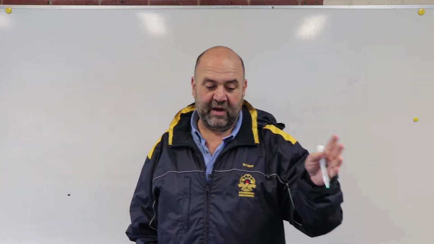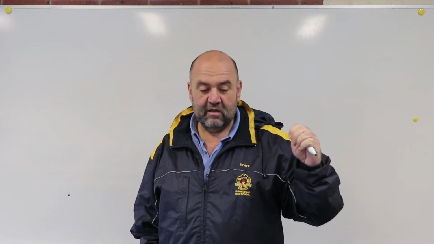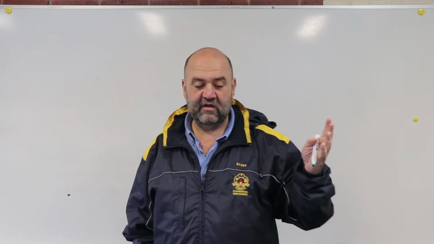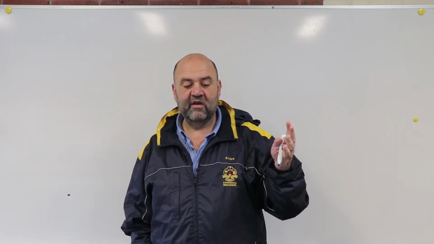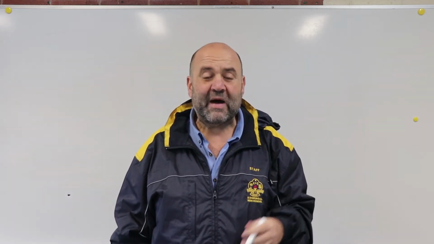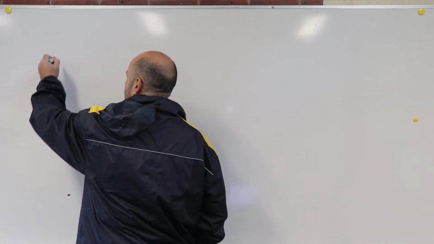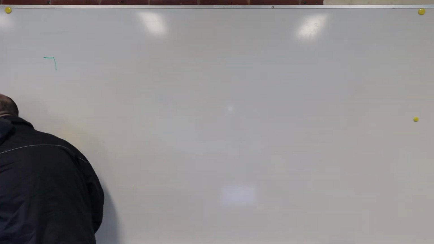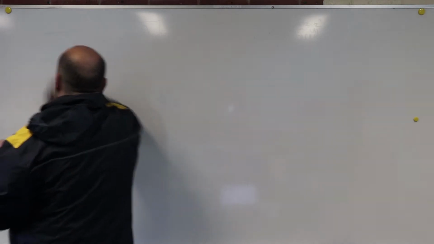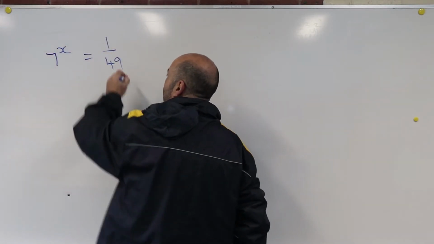I'll do part A, part C and part F, and that should cover pretty much all the different types that we have there, right? So A, C and F in question 2J. So part A starts with 7 to the power of x. Let me change colours, sorry folks. Seven to the power of x equals 1 over 49.